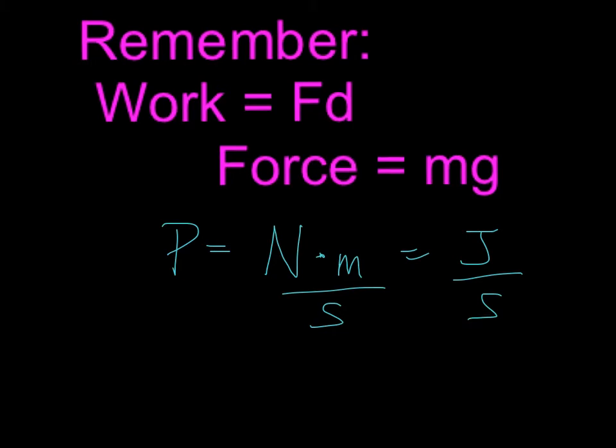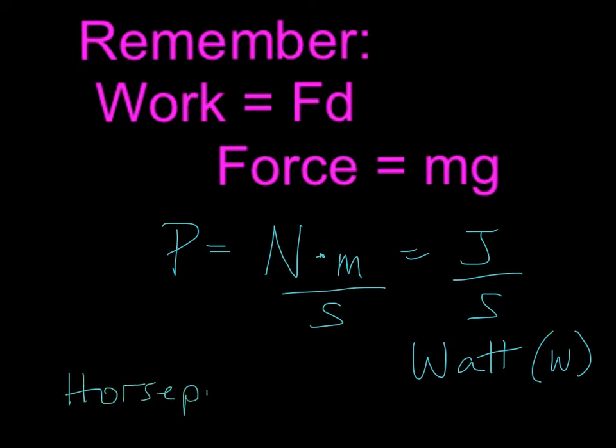When we change talking about the mass of something to talking about the normal force of something, that is given in newtons. A joule per second is given the name of a watt, which is abbreviated capital letter W. So a joule per second is the same thing as a watt. Power can also be given in horsepower, HP, but that's a different conversion.